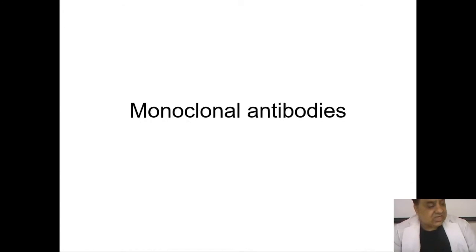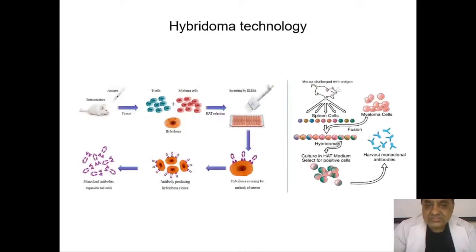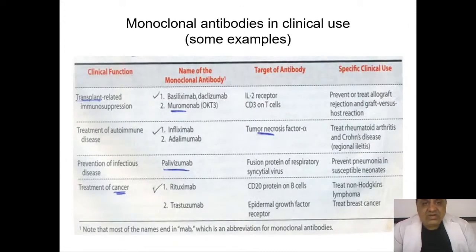And last, I finish this class with monoclonal antibodies, where an important era of immunology has come, where you have antibodies which have been produced monoclonally. Which technique is used for monoclonal antibodies? The hybridoma technology, right? You fuse the spleen cells with myeloma cells and produce hybridomas, and then you cultivate in HAT medium to produce antibodies. You have read this in biochemistry and it will be discussed down the line wherever we require antibodies. And now we have a lot of antibodies available.